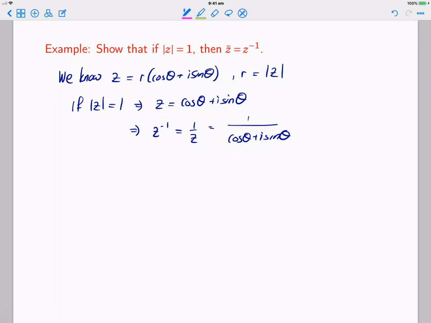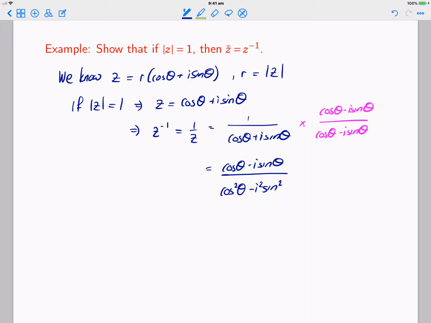Now remember the trick we spoke about before. In order to get out of this pickle, you take the conjugate of the denominator, which would be cos theta minus i sine theta, and you put that on the top and the bottom. So now this fraction is essentially 1, so I'm just multiplying by 1, which is valid. On the top I get cos theta minus i sine theta, and on the denominator I have a difference of two squares, so it's going to come out to be cos squared theta minus i squared sine squared theta. But keep in mind that i squared is equal to minus 1.